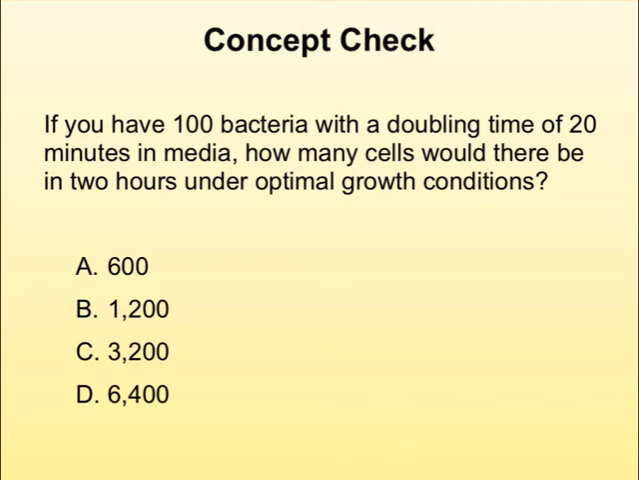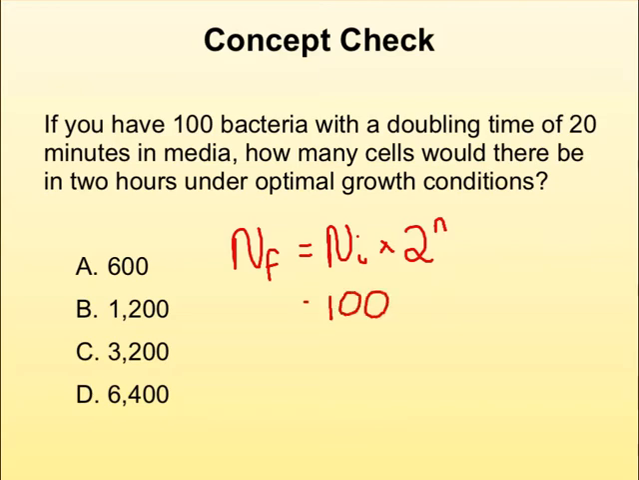If you have 100 bacteria with a doubling time of 20 minutes in media, how many cells would there be in 2 hours under optimal growth conditions? So here we go. Basically, we're doing the same calculation. The equation that we're considering is N_F, the final number, equals the initial number times 2 to the exponent how many generations. So N_I in this case equals 100. N_F is our question mark.